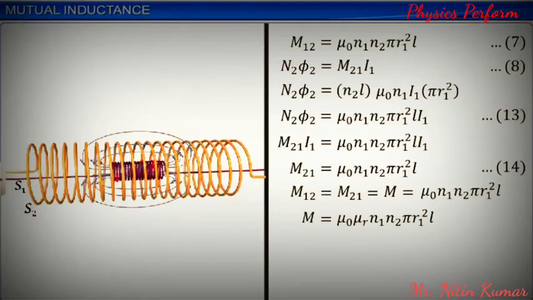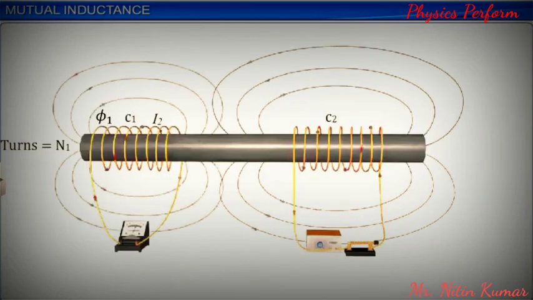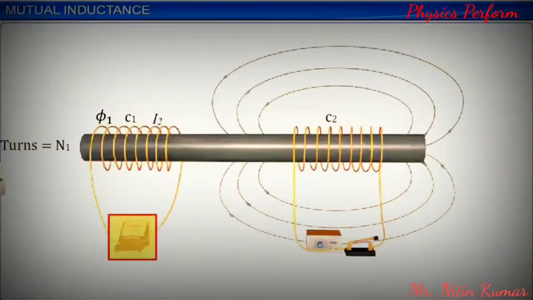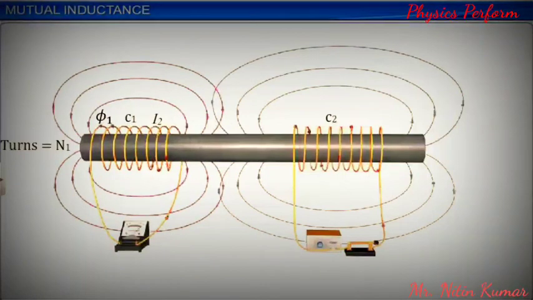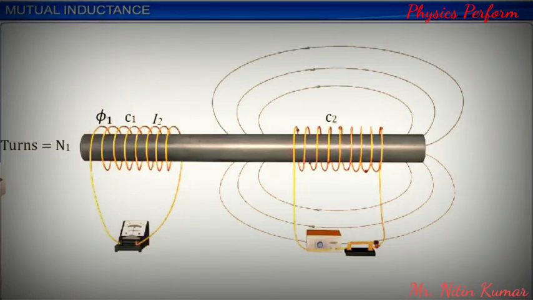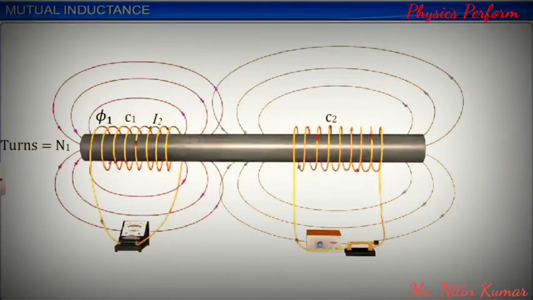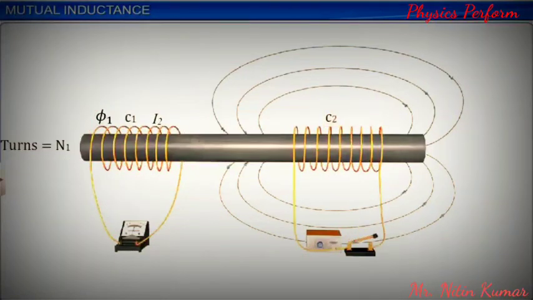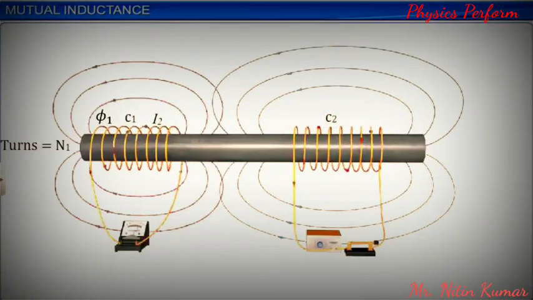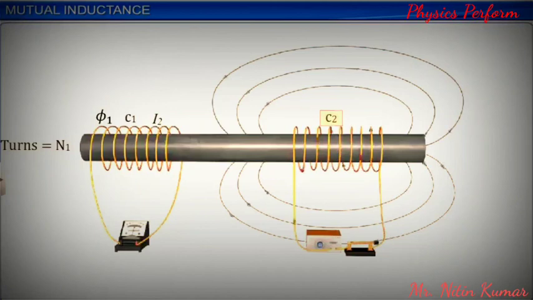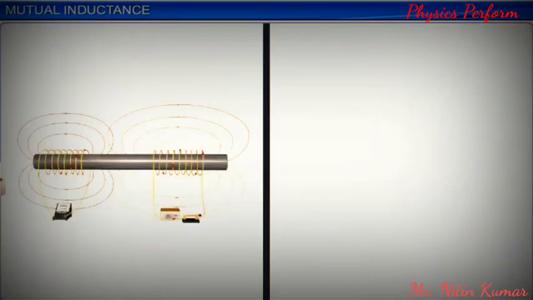Let us now take a look at how a change of current affects mutual inductance. Let us consider an experimental setup in which there is a coil C1 that is connected to a galvanometer G and another coil C2 connected to a battery. EMF is induced in coil C1 whenever there is any change in current through coil C2. Let phi1 be the flux through coil C1 of N1 turns when current in coil C2 is I2. We know that N1 phi1 equal to M I2.